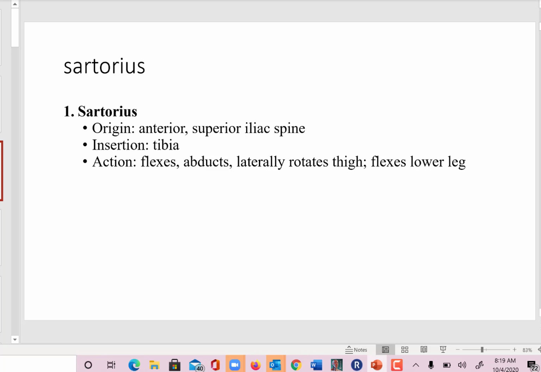The sartorius has its origin on the anterior superior iliac spine, and its insertion is on the tibia. Again, its action is to flex, abduct, laterally rotate the thigh, but because it also crosses the knee, it flexes the lower leg.